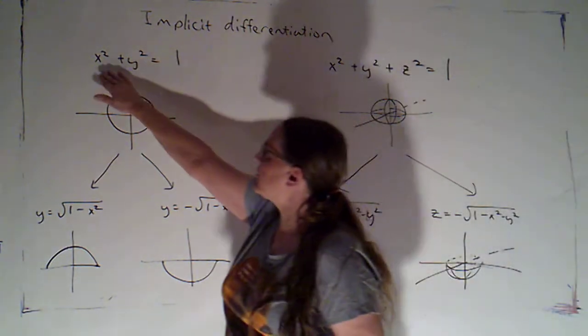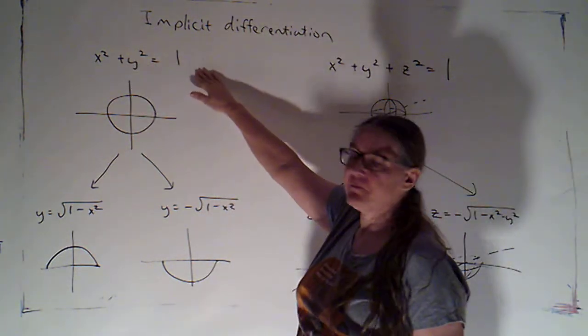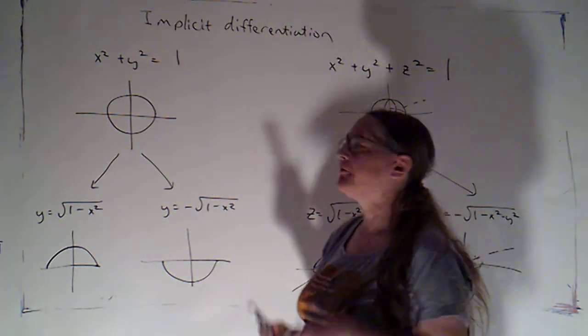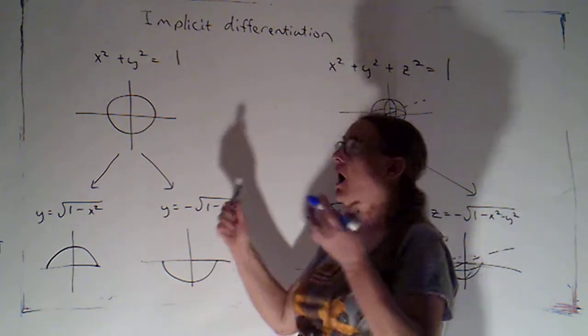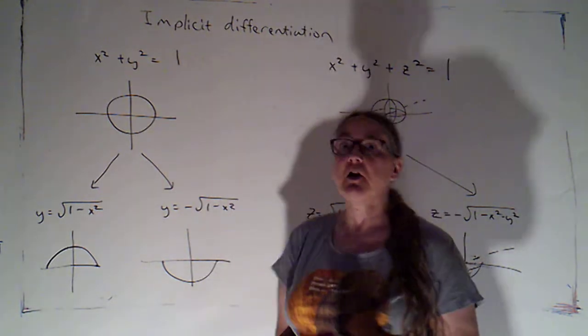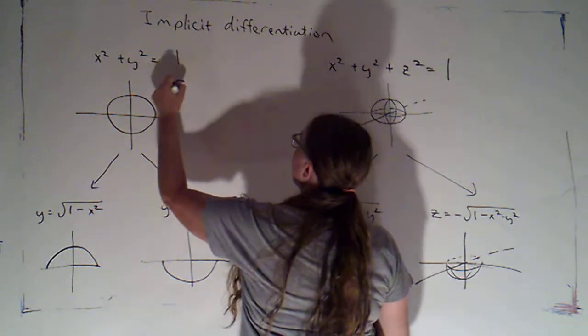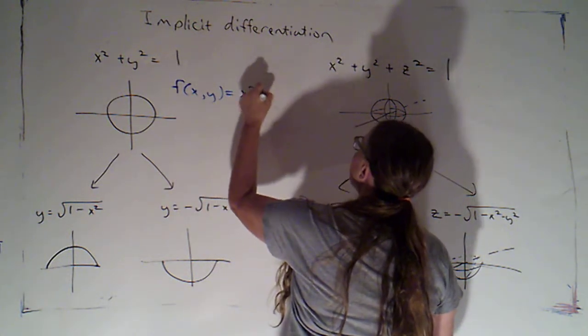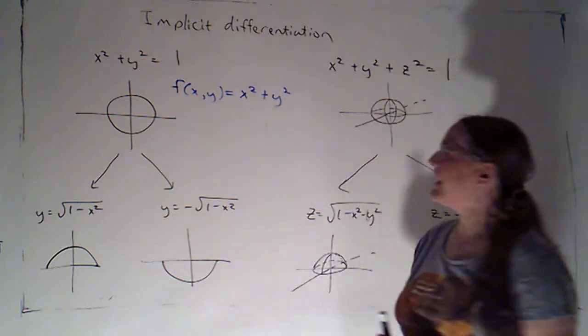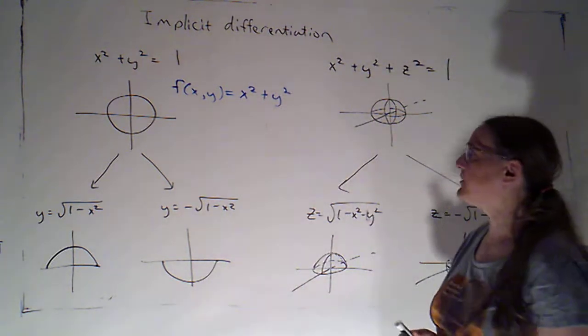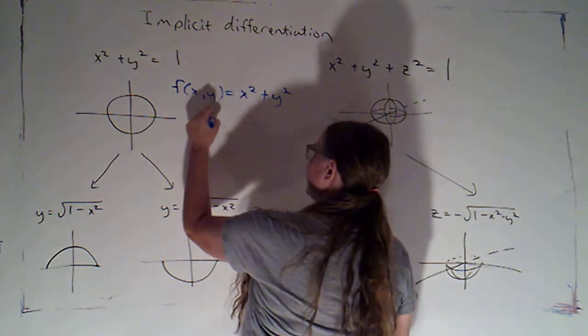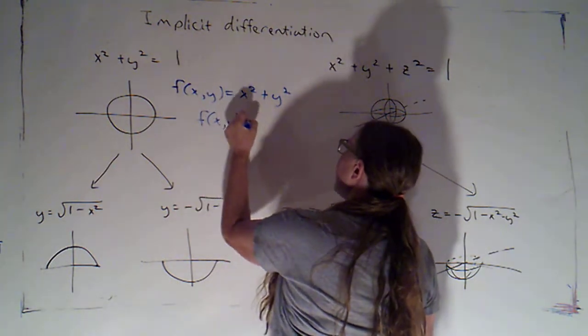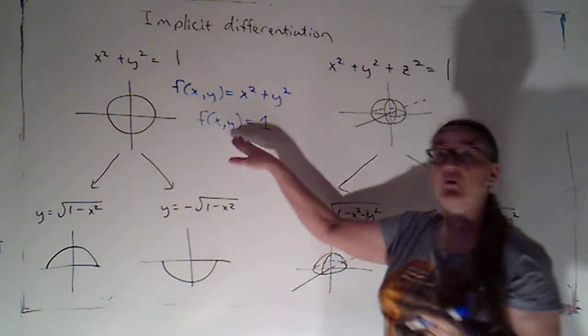So here I've got the equation for the unit circle, and probably when you encountered that in first semester calculus, you just said, oh, that is the unit circle. You probably didn't think of that as a level curve for this function, f of x, y equals x squared plus y squared, but it really is. It's the level curve f of x, y equals 1.